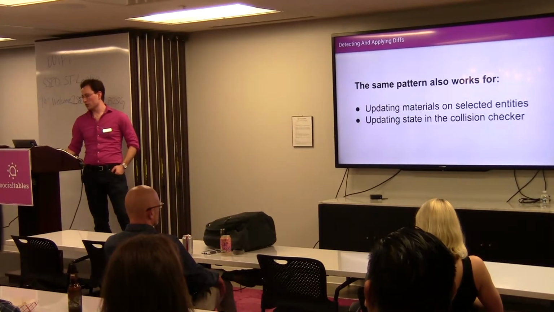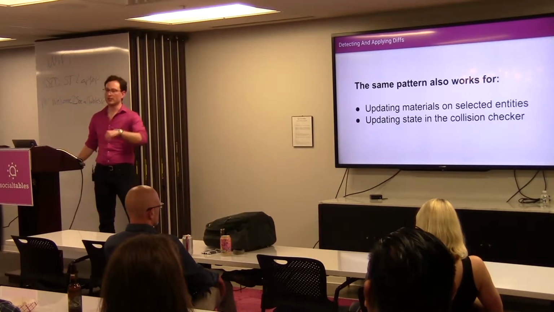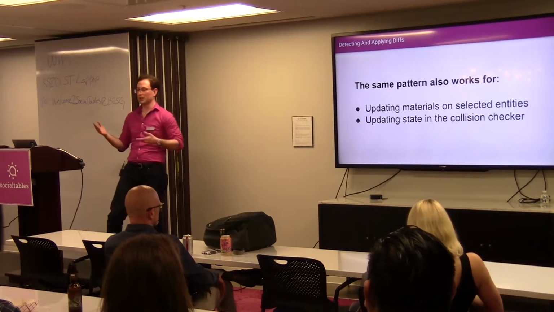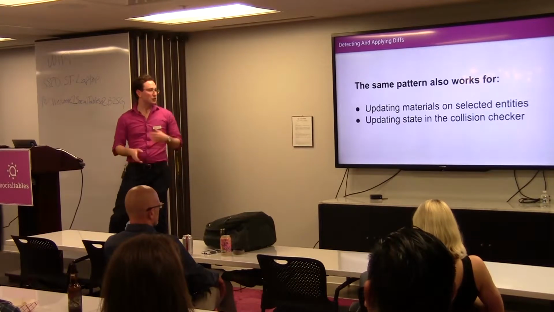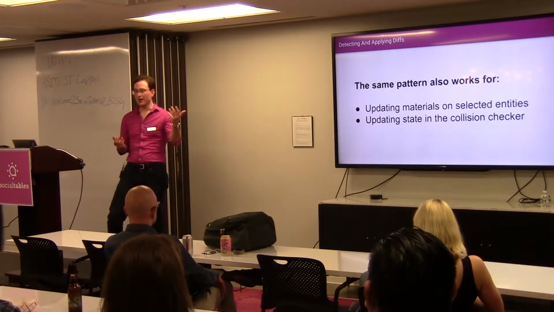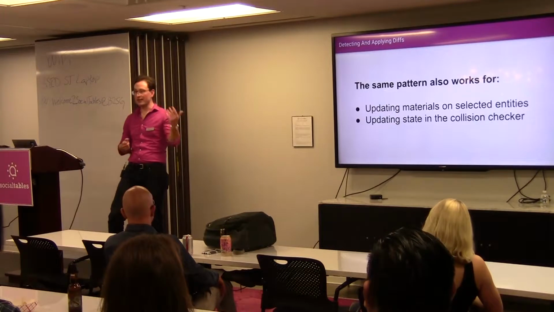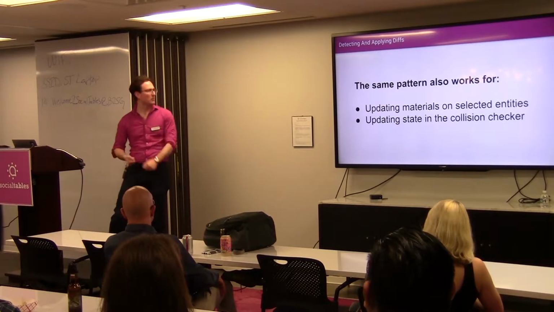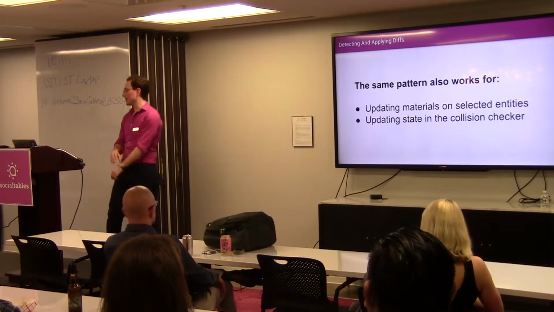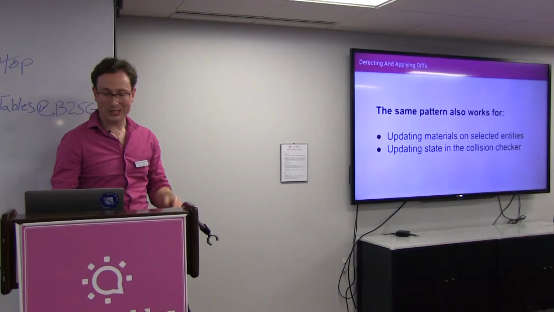The same pattern also works for updating materials. So let's say we select something and we want it to turn blue because selected things are blue. And we need to change all the materials. Well, we can take a diff of the selection set, whether we've got an array of IDs or a set of IDs or what have you. This also works for updating the collision checker, which we are about to dive into next.